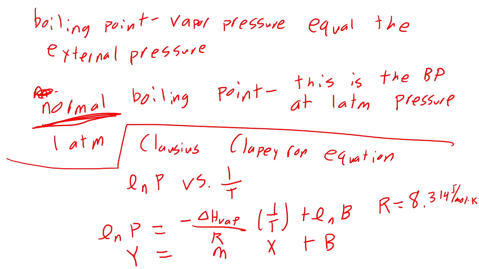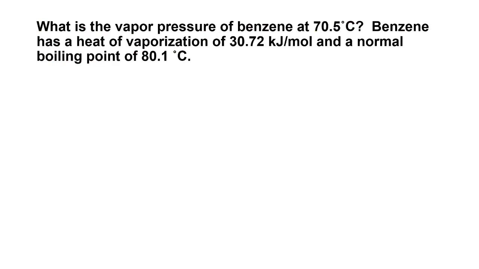I also want to highlight that you need to pay attention to units, because R is usually reported in joules, whereas enthalpy of vaporization is many times reported in kilojoules. So you need to make sure that they match before you put them into a calculation. Now, we've got a problem to solve: what is the vapor pressure of benzene at 70.5 degrees Celsius if benzene has a heat of vaporization of 30.72 kilojoules per mole and a normal boiling point of 80.1 degrees Celsius? Before we can solve this, though, we need a different version of our equation.